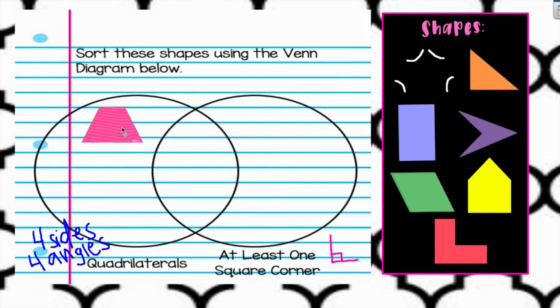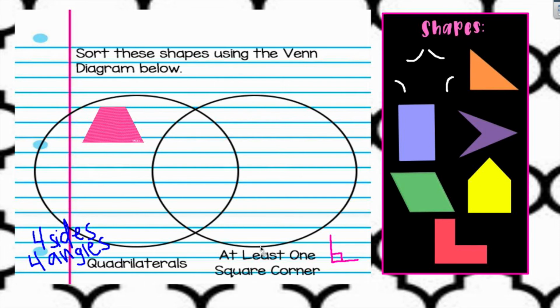Great work. Let's move on to our next shape. Our next shape is a triangle. Let's see how many sides and angles a triangle has. 1, 2, 3 sides, and 1, 2, 3 angles. Because a triangle only has 3 sides and 3 angles, I can't call it a quadrilateral, so it won't be able to fit on this side of the Venn diagram.